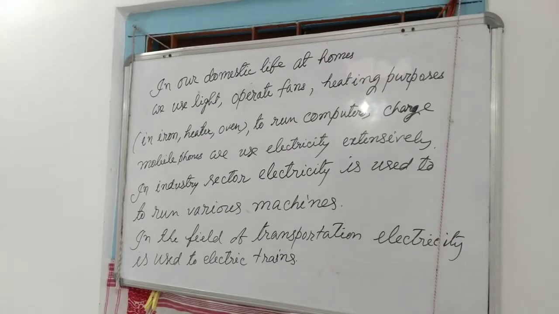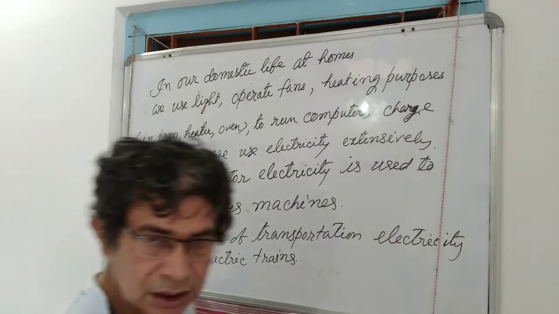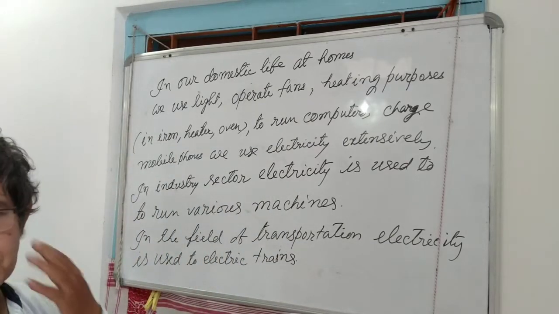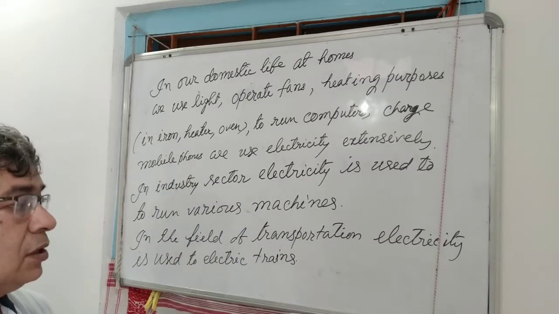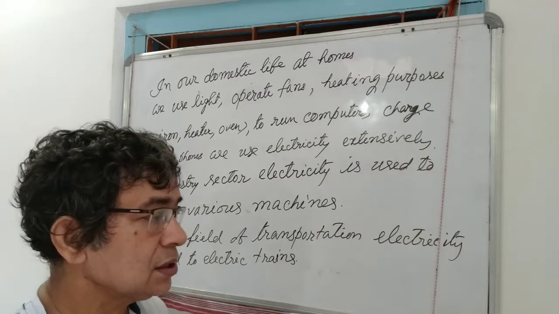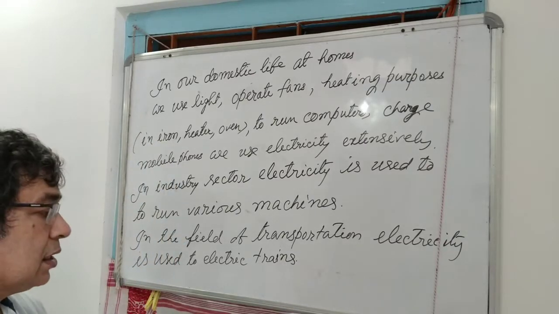In our domestic life at home, what happens? We use lights, operate fans, and use it for heating purposes also: an iron, heater, oven, to run computers, charge mobile phones. We use electricity extensively. In the industrial sector also, electricity is extensively used to run various machines needed for their various purposes. Similarly, in the field of transportation, electricity is used to run electric trains.